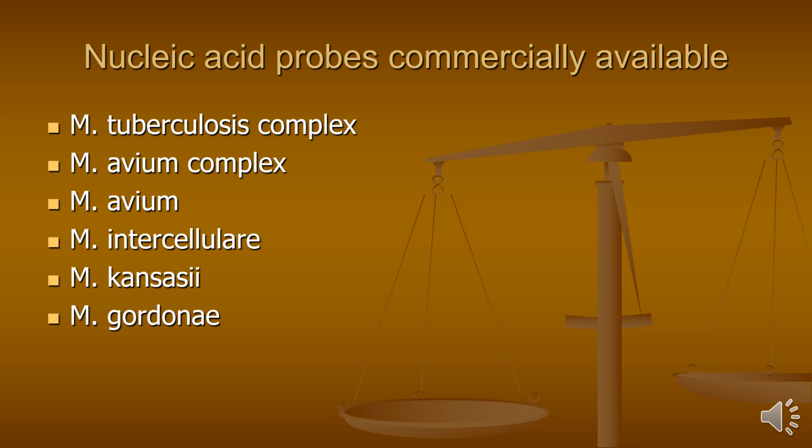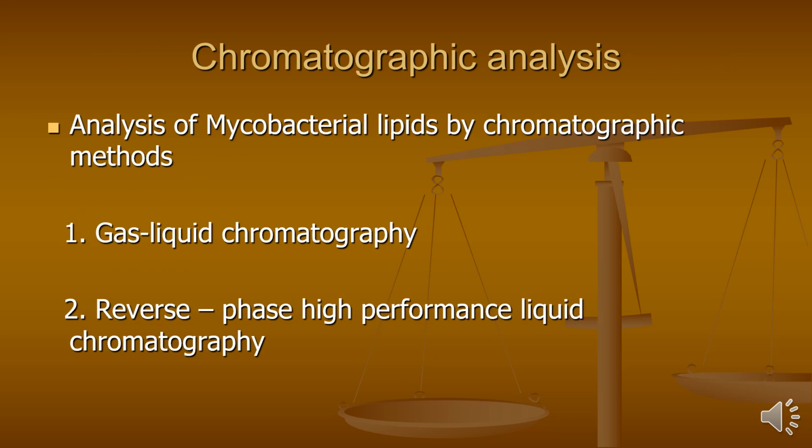Next is nucleic acid probes. Nucleic acid probes are commercially available for these organisms, for example Mycobacterium tuberculosis complex, MAC complex, Mycobacterium avium, Mycobacterium intracellulare, kansasii and gordonae. Next is chromatographic analysis: analysis of mycobacterial lipids by chromatographic methods like gas liquid chromatography and reverse phase high performance liquid chromatography.